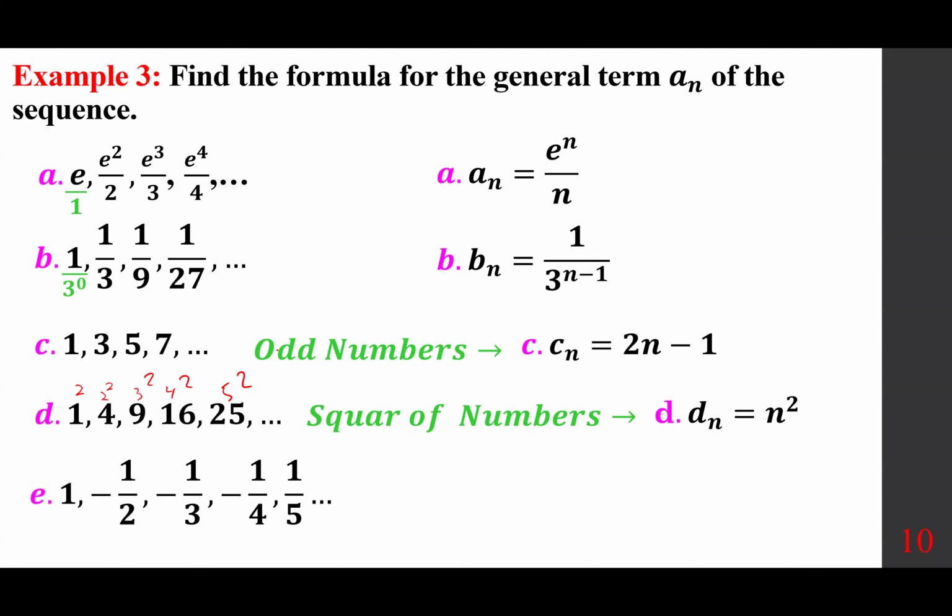What about this one? There are two things to understand. The sign alternates between positive and negative. The first one is positive, the second one is negative, and so on.